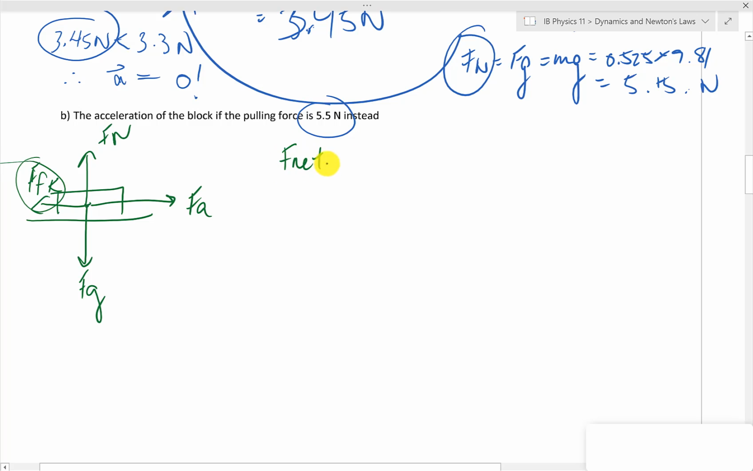We know that F net, so let's start off with F net equals ma, and our net force is going to be the sum of our forces in the forward direction, which I will be calling the positive direction.